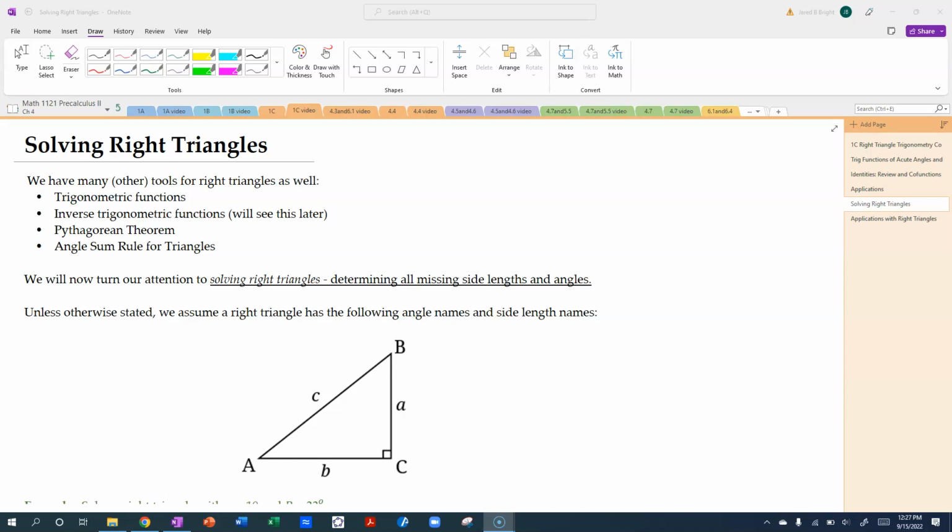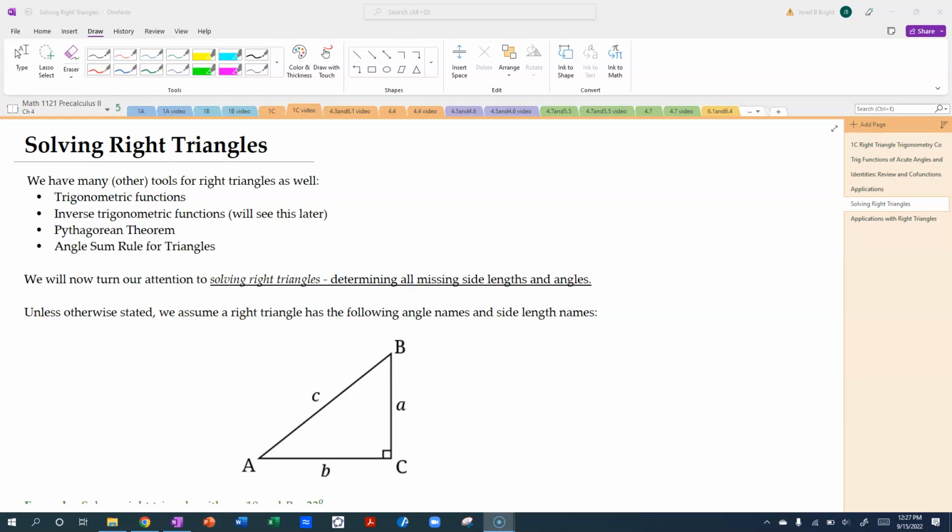Occasionally, when working in right triangles, you might be asked to solve a right triangle. We'll talk about what that language means, but when we are thinking about our tools with right triangles, we have trig functions to work with, the Pythagorean theorem. We have the angle sum rule, just meaning all the angles must add to 180. And then eventually, we're going to talk about inverse trig functions as well. Okay, topic for a later point in time.